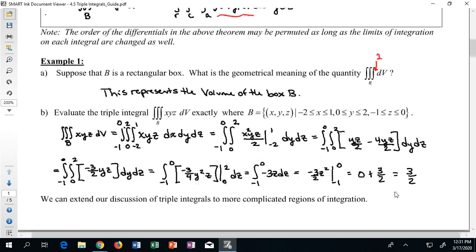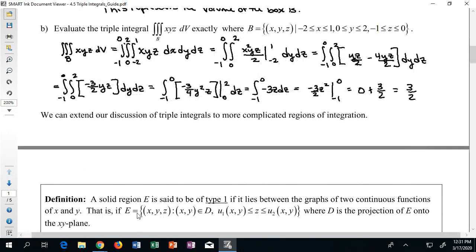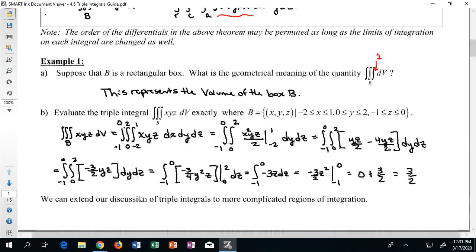Okay, we'll pick up on the following definition and some of the different types of regions we can integrate over in the next video.